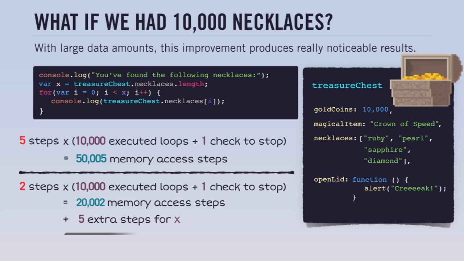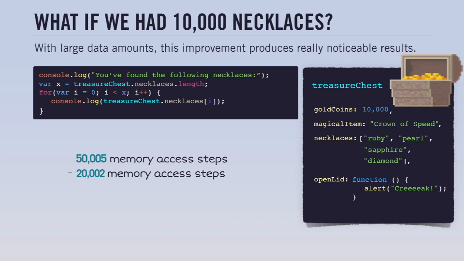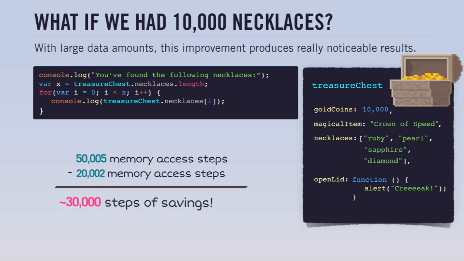Then we add in our paltry 5 extra steps to create that x variable. See how that doesn't matter very much? And we get 20,007 memory access steps. Now, what's the difference there? 30,000 steps of savings. You can see how you are assisting the processor quite a bit by caching values.